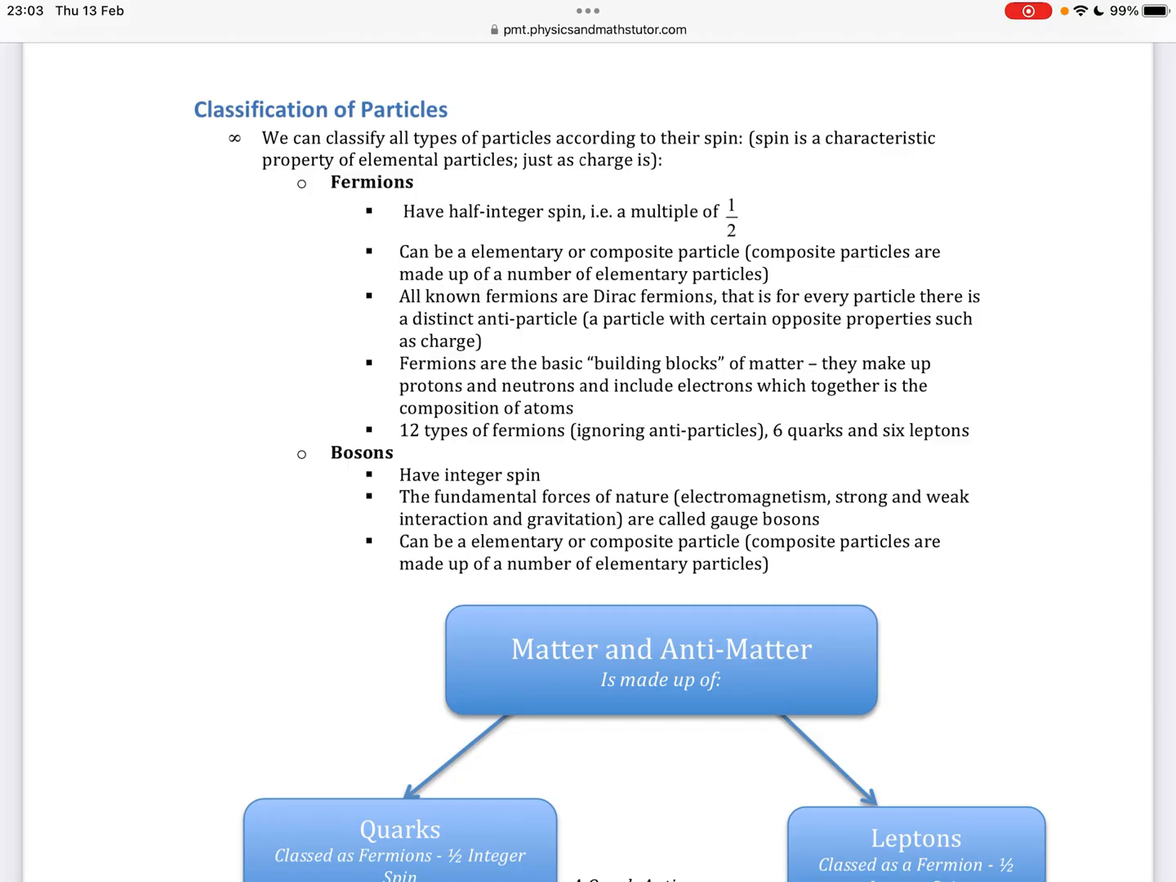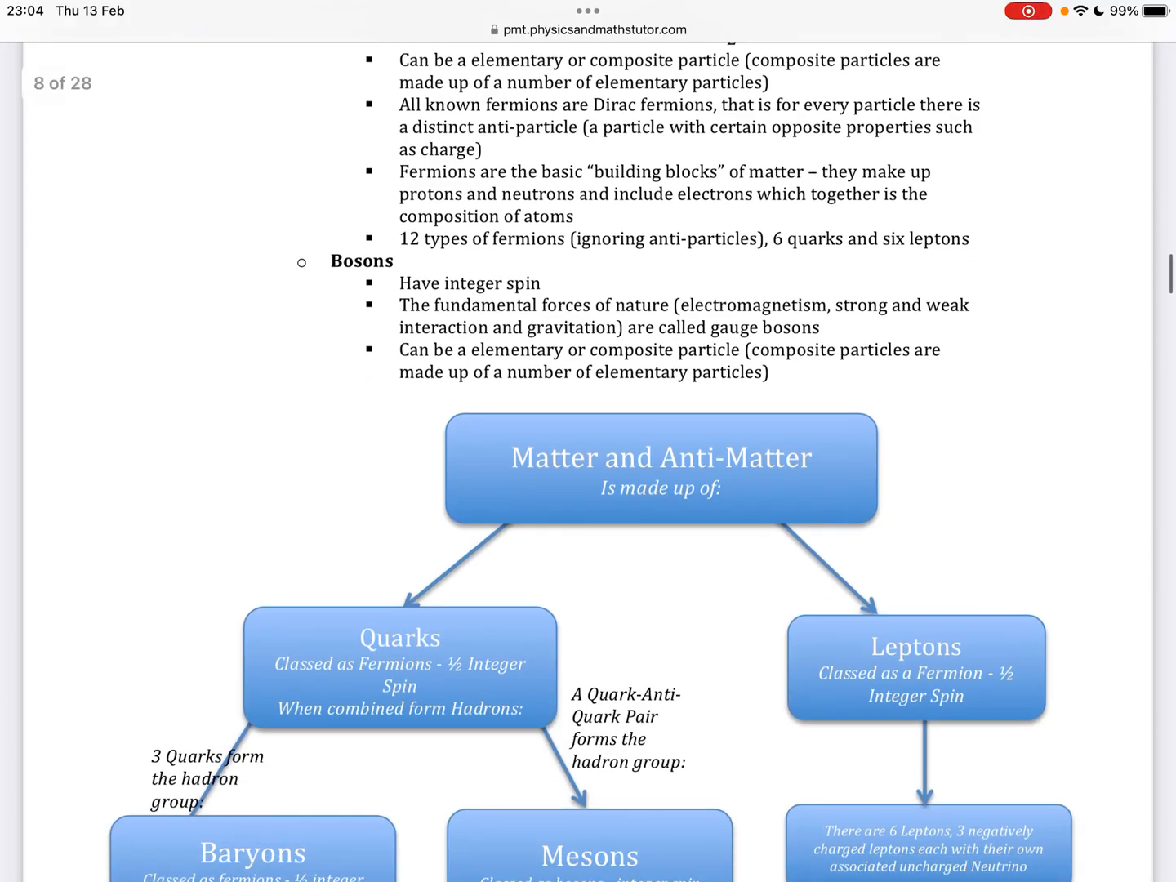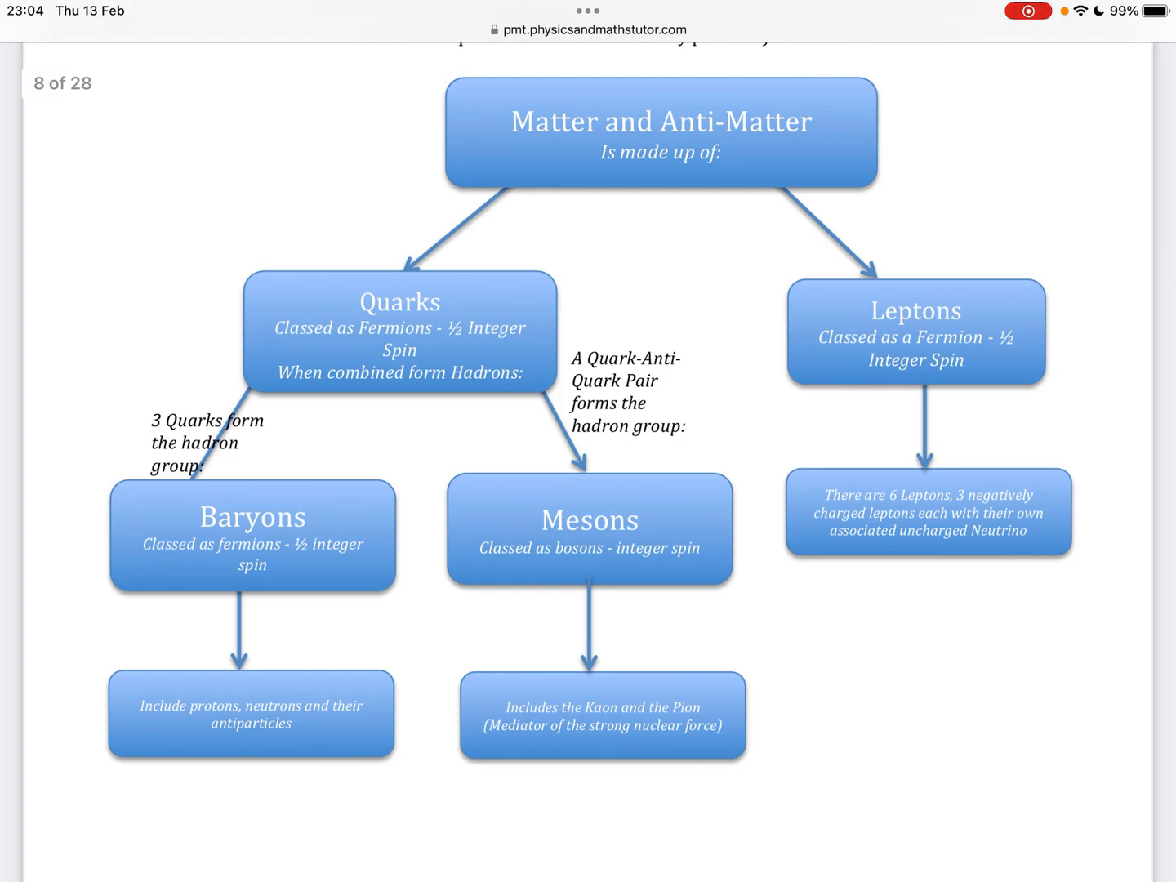For the bosons, they have integer spin. And the fundamental forces of nature, like electromagnetism, strong and weak interaction, and gravitation, are mediated by gauge bosons. We've talked about them in detail in the last video if you want to go check it. And they can be an elementary or composite particle. Composite particles are made of a number of elementary particles. So as we see over here, we have either matter and antimatter, which are made of quarks or leptons.